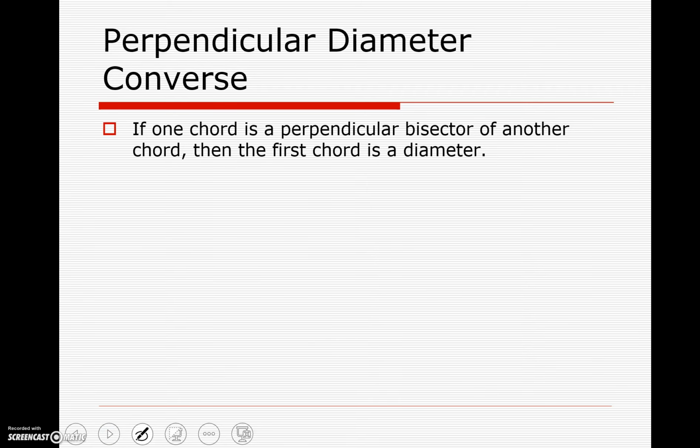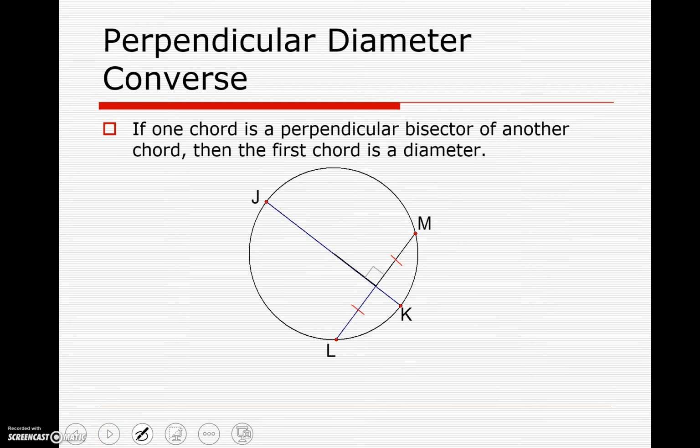The perpendicular converse says if one chord is perpendicular bisector of another chord, then the first chord has to be a diameter. So this is kind of the reverse or the converse of the previous one we just discussed. So as we saw here, this chord here, since it's being bisected as marked by these things here, JK has to be a diameter.